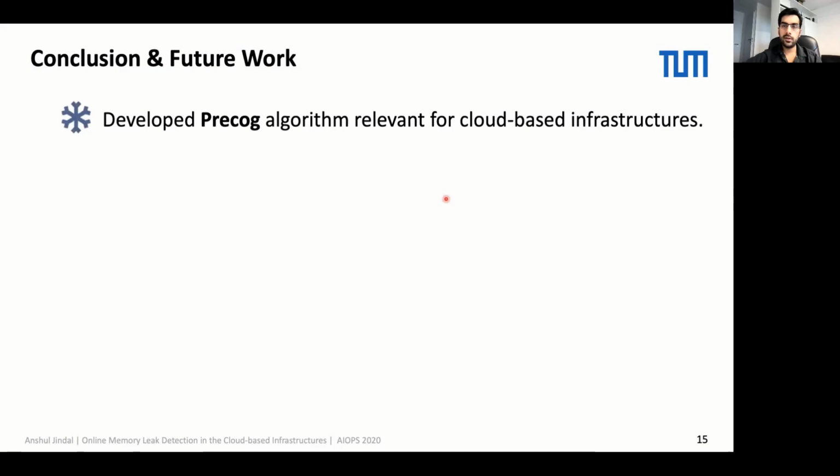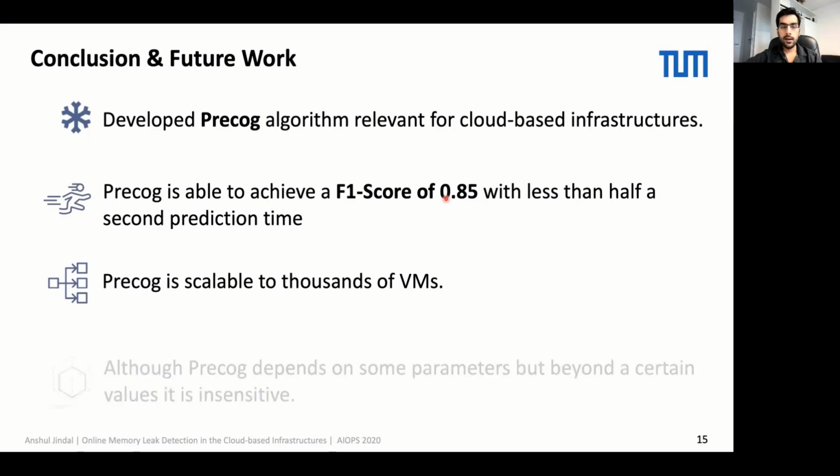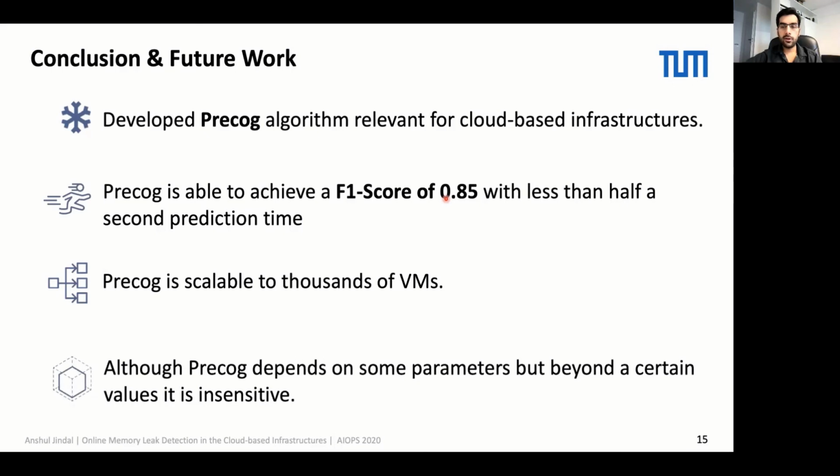So we developed Precog, which is relevant for cloud-based infrastructure where the developer or administrator doesn't have knowledge of the applications running on the system. We saw that Precog is able to achieve an F1 score of 0.85 with less than half a second of prediction time, which is quite good. Third, it's scalable to thousands of virtual machines, as we saw in the scalability aspect. And lastly, although Precog depends on some parameters, beyond a certain value it is insensitive towards the min R square score and the critical time.